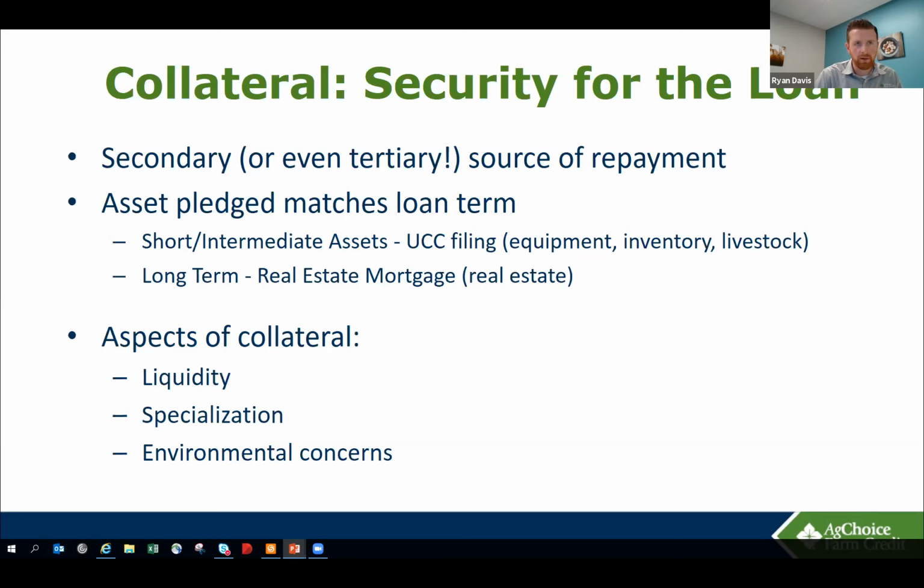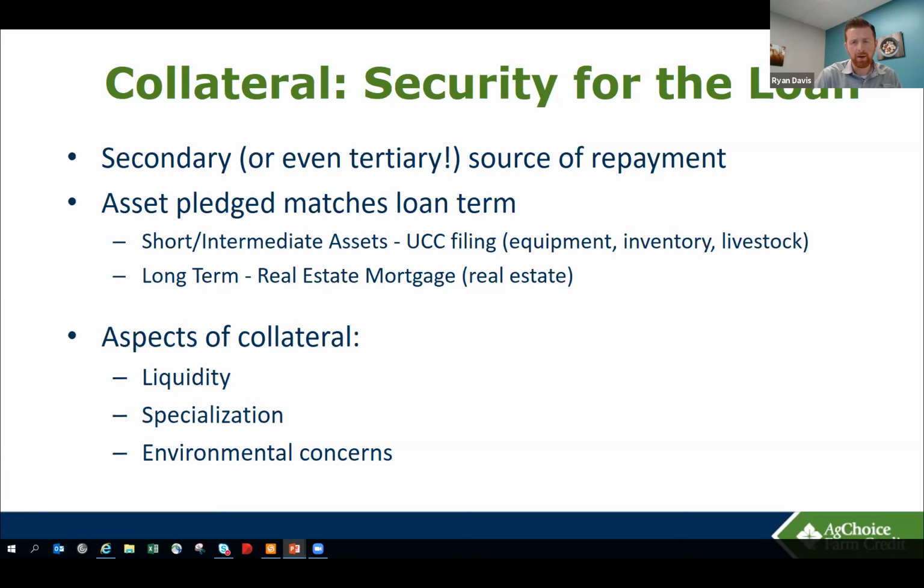We do want to make sure that when we take collateral, the expected useful life of the collateral does not exceed the loan term. For example, you wouldn't use farm equipment that has a useful life of 10 years to secure a loan with a repayment term of 20 years, because that collateral would be worth next to nothing for the second half of that loan. You probably also wouldn't want to use crops planted in the field to secure a 5-year tractor loan, because that crop's going to be pretty much worthless after maybe even just 6 months. You do need to make sure that the collateral matches up with the term of the loan.